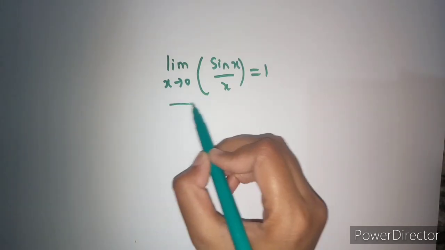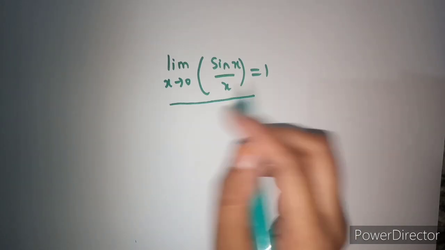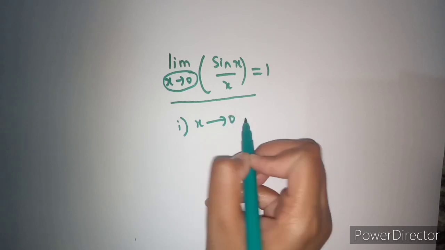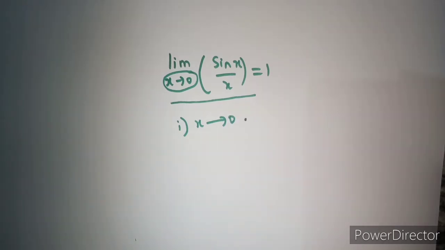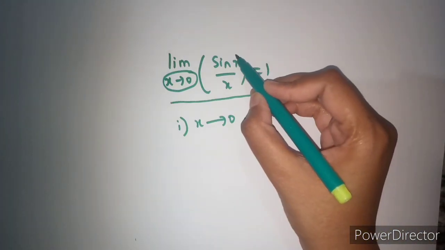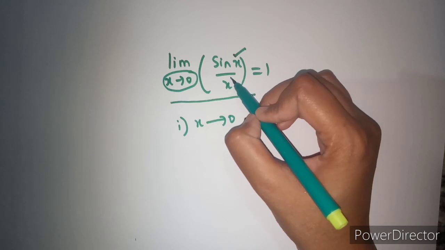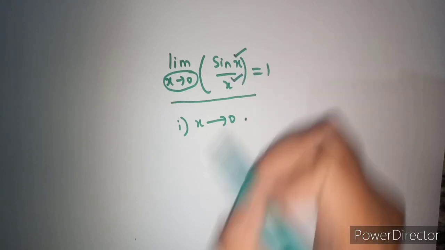So while solving problems you have to observe two conditions. The first condition is x should always tend to 0, okay? In case x is tending to some other value, you have to change it to x tending to 0, okay? And the second condition is angle should be same. For example, here in numerator we have x as angle. In denominator also we should have x, okay?